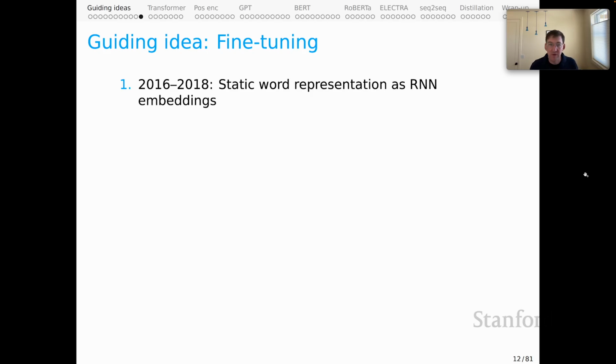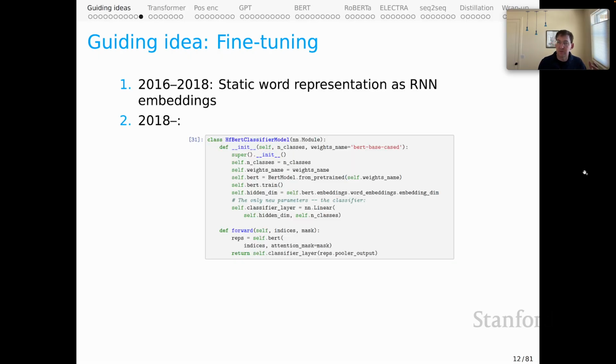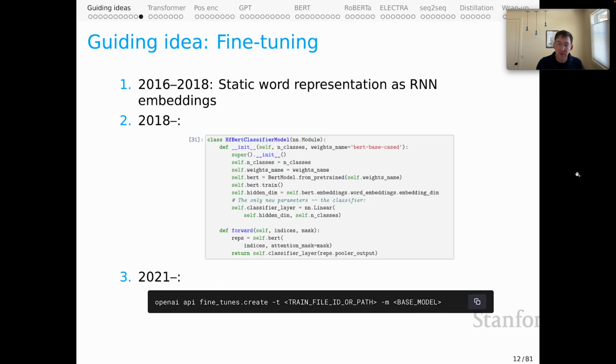Here's a brief review of these ideas. In 2016 to 2018, the notion of pre-training that we had was essentially that we would feed static word representations into variants of RNNs. And then the model would be fine-tuned and it would learn a bunch of stuff. When we fast forward to the BERT era in 2018, we start to get fine-tuning of contextual models. And here is just a bit of code of a sort that you will write in this course, where we read in BERT representations and fine-tune them essentially to be a classifier. That started in 2018, and I think it continues.